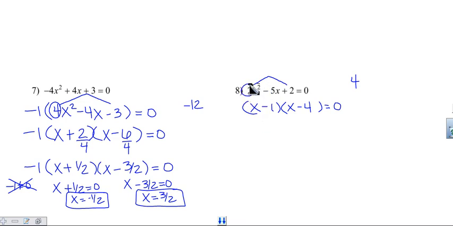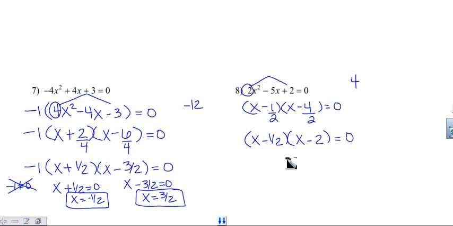Don't forget, since you had a lead term, you have to divide each of your factors by that lead number. If it divides evenly, that's great. If it doesn't, just reduce it. This first one will remain x minus 1/2. The second parentheses will become x minus 2.